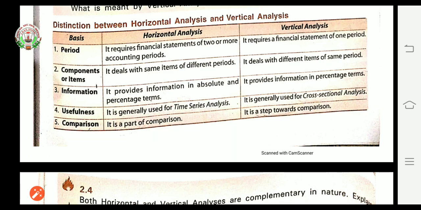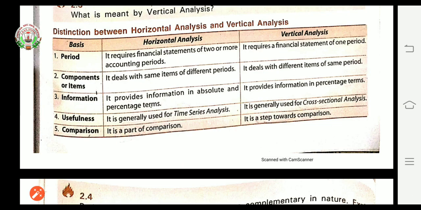Horizontal analysis is used for time series analysis, which means here we are comparing on the basis of time. Vertical analysis is generally used for cross sectional analysis, which means that the period will remain the same and there will be comparison between the sections.